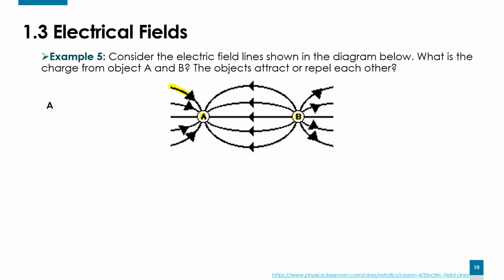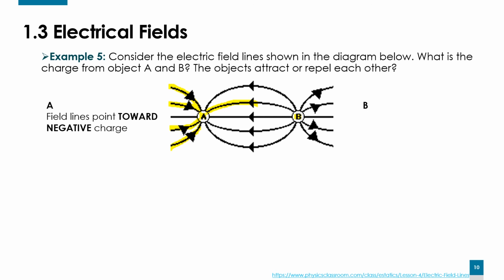What's happening here? What's happening to the field? The lines are going toward, right? See, they are going toward. If the field is going toward body A, which charge should I have here? Which charge has the field going toward it? Negative or positive? Negative. Okay, so A is negative. Good.